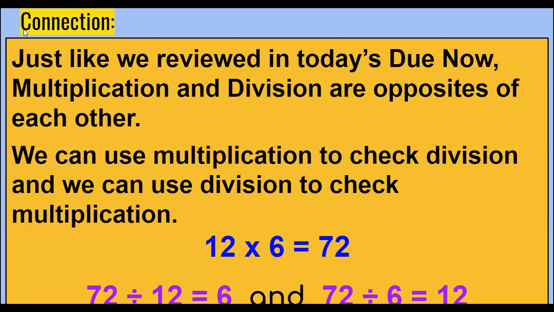just like we reviewed in today's multiplication do now, multiplication and division are opposites of each other. We can use multiplication to check division, and we can use division to check multiplication. 12 times 6 equals 72. That means 72 divided by 12 is going to equal 6. And 72 divided by 6 should equal 12.